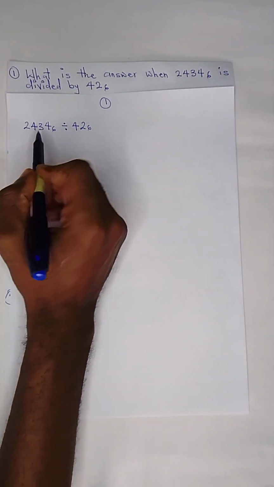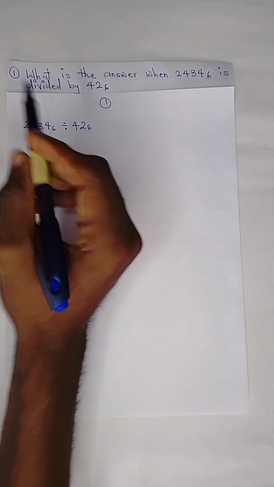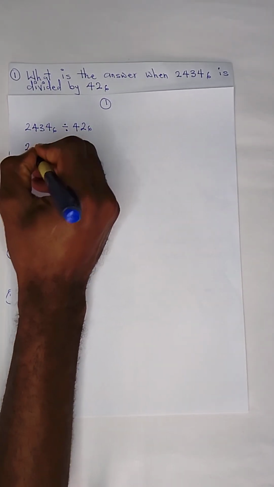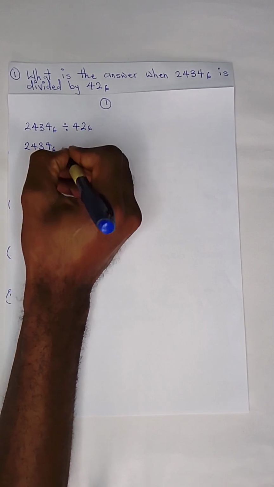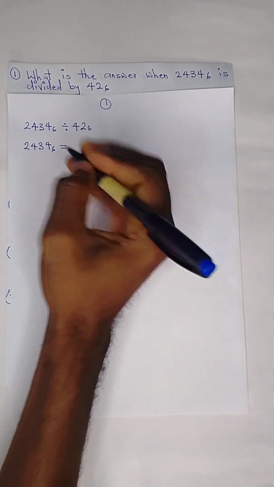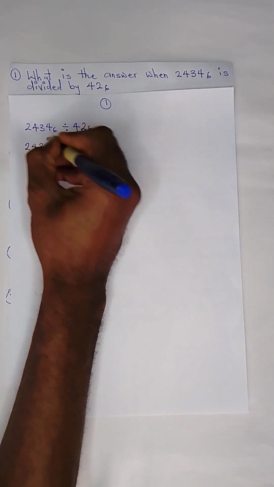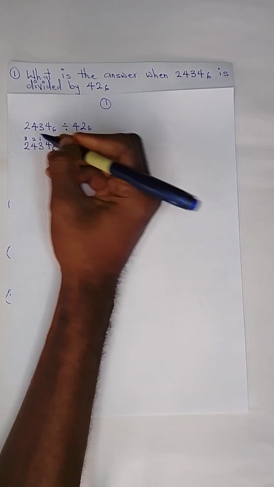I'm going to convert 2434 base 6 to base 10. To convert this number to base 10, this is what you need to do. 2, 4, 3, 4 base 6. Now I'm going to label the digits. Start from the last digit. The last digit is 0, followed by 1, followed by 2, followed by 3.